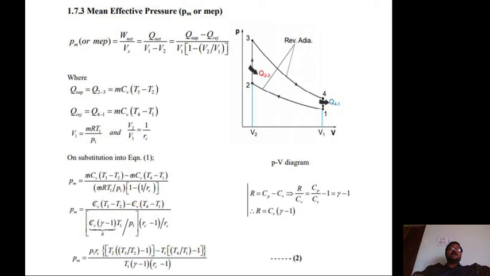Mean effective pressure is W net divided by Vs. Vs is the stroke volume. As you all know, the volume between 1 and 2 is called the stroke volume. W net is the heat supplied minus heat rejected, divided by V1 minus V2. If you take V1 outside, it is V1 (1 minus V2 by V1). Heat supplied is mCv (T3 minus T2). Heat rejected is mCv (T4 minus T1). This is why we have to use Cv.